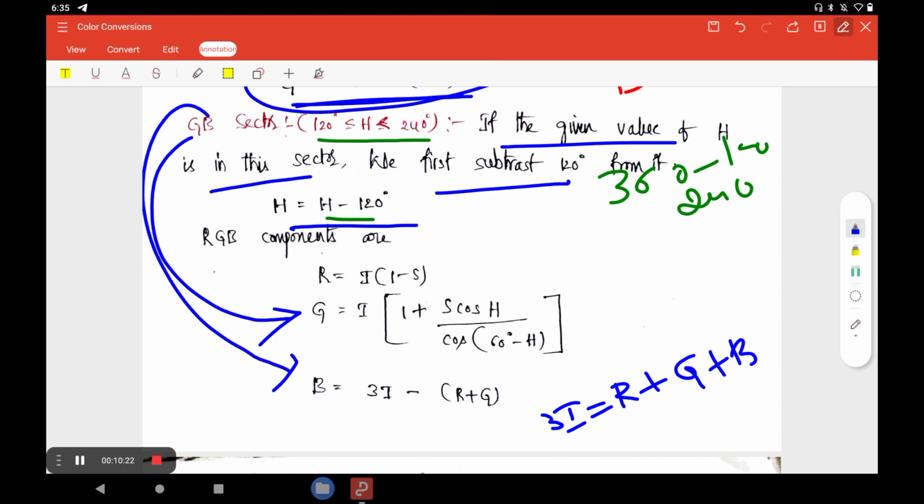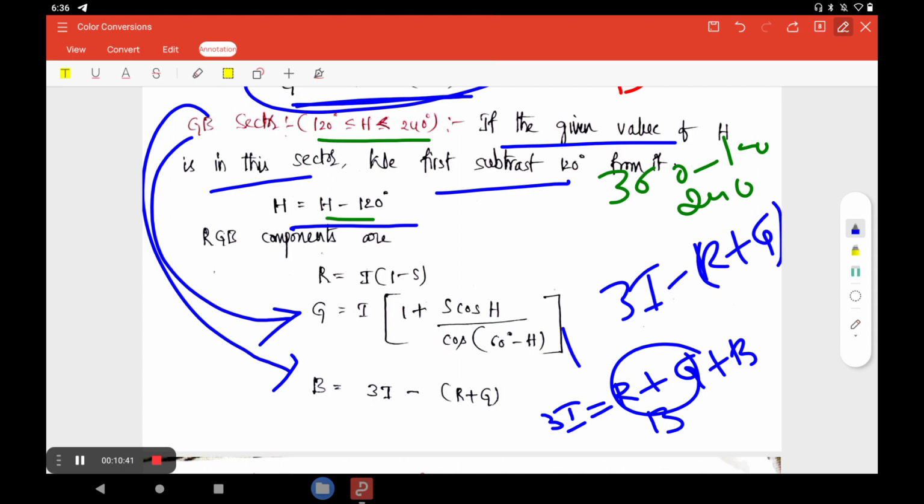Now, our interest is focusing on the missing letter, which in this plane is the R value. So the missing letter is the R plane. Now we have to find out the B value, so the last component is B. Therefore, B is equal to 3I minus (R plus G). So 3I minus (R plus G) gives rise to the B value. That is the derivation for this one.